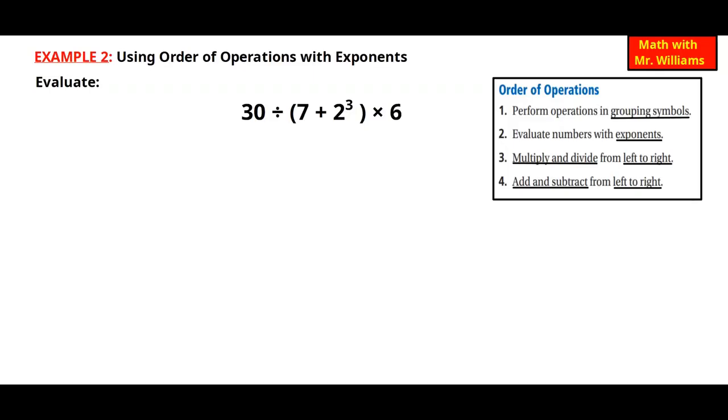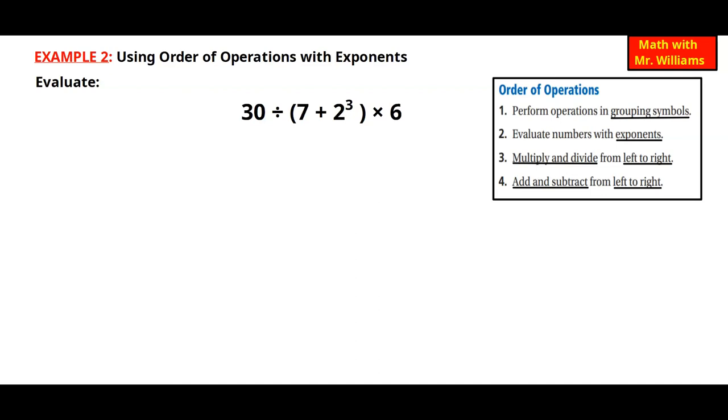Math with Mr. Williams. Example 2. Using order of operations with exponents. Evaluate. So here we have 30 divided by parentheses 7 plus 2 with an exponent of 3 in parentheses times 6. So the first thing we need to do is work on our grouping symbols. Well, within that we have 7 plus 2 to the third power. So then we have to go to our exponents part next.